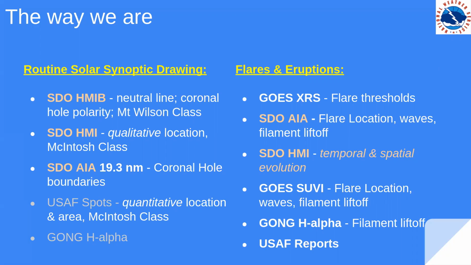And we briefly had direct feeds from USAF observatories, but those weren't sustainable. The Air Force has a lot of network rules that made it impossible for us to get those images continuously. In any case, for flares and eruptions, we still use the XRS for our flare thresholds, but now we've got AIA for location and waves and filament liftoffs. And, again, because of that spatial resolution, it's just phenomenal.